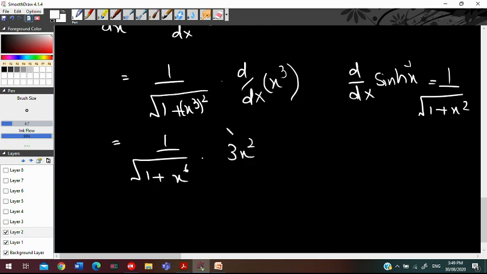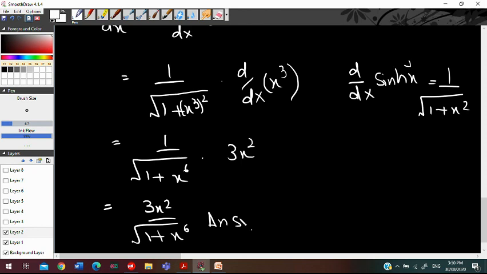I have used here the power rule. And this is the answer of our question, 3x square over 1 plus x power 6. Okay. Now these are the solutions of all questions.